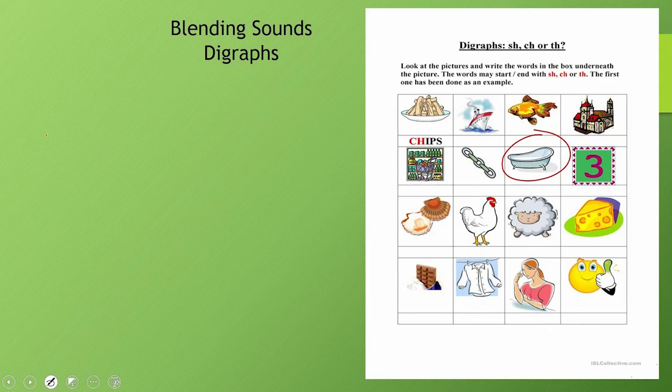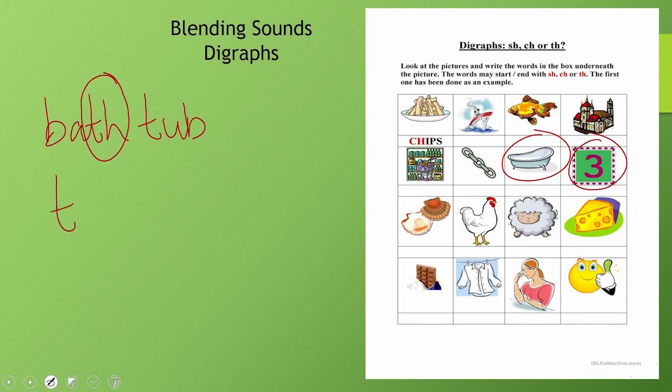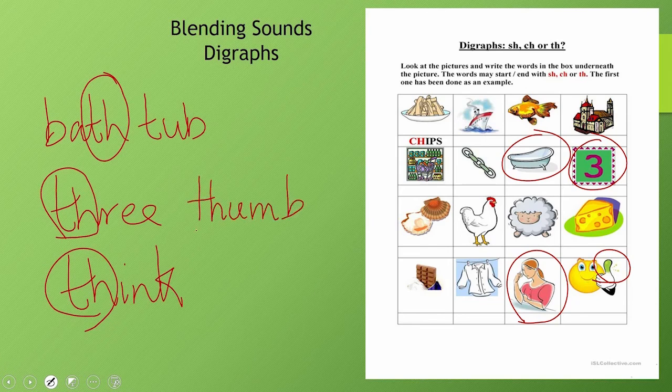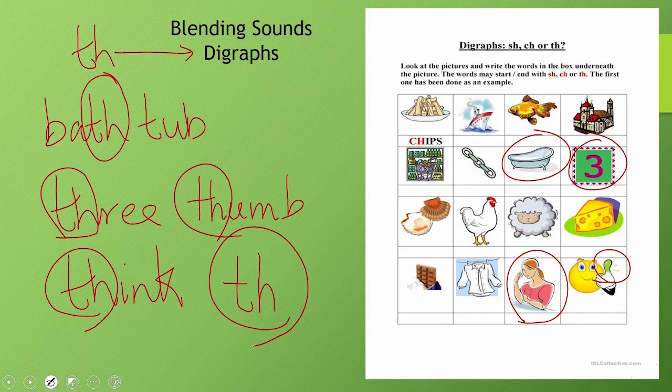Bath, tub. The digraph is in the middle. The number 3. The word think. And the word thumb. All these have the th digraph. When t and h combine together, they make a sound th. Th thumb, th think, th tree, th bath tub.